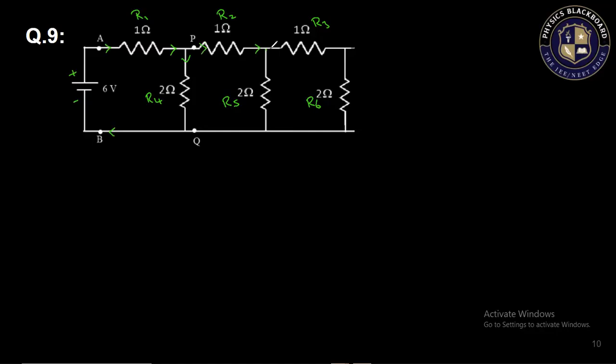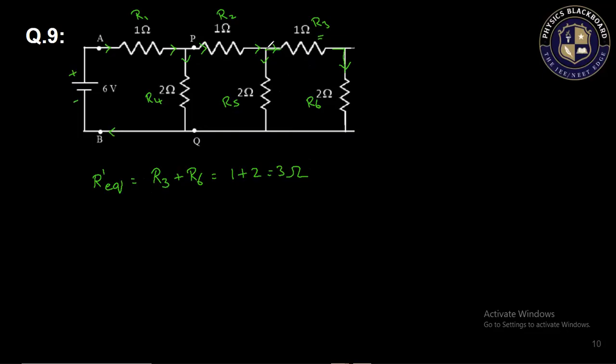And again, at this point, the current is dividing, right? So the current which is passing through this R3, the same current is passing through R6. Here, there is no current dividing across R3 and R6. So you can say that these two are in series connection. So R dash equivalent is equal to R3 plus R6. That is 1 plus 2. That is 3 ohms.